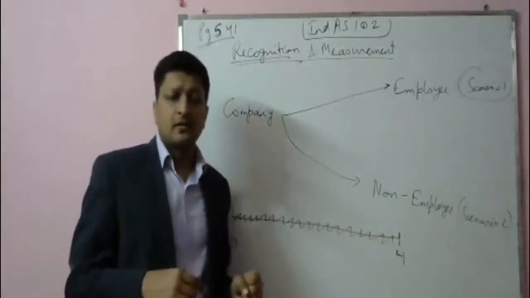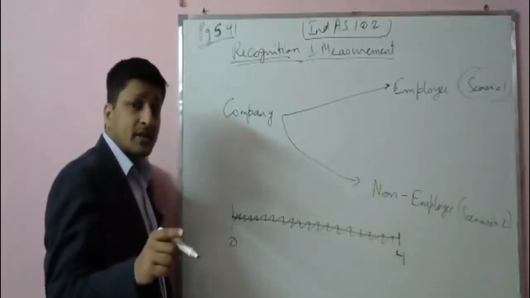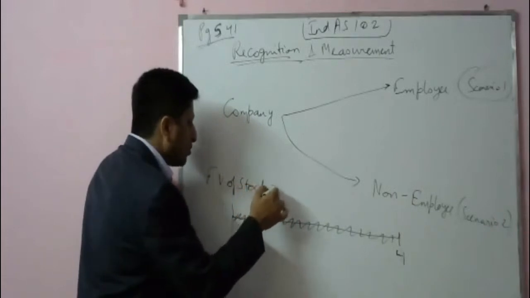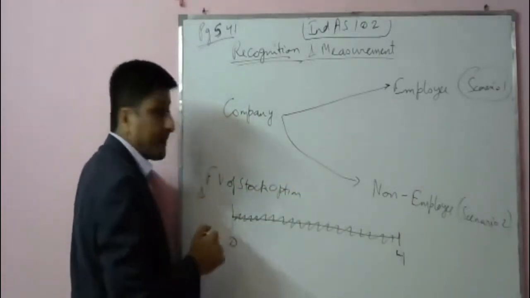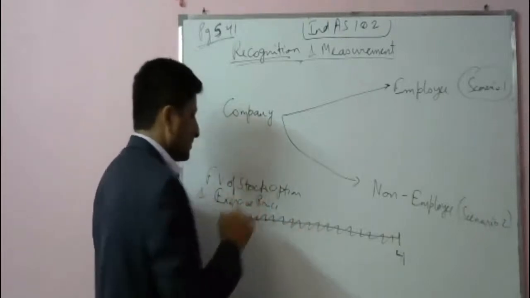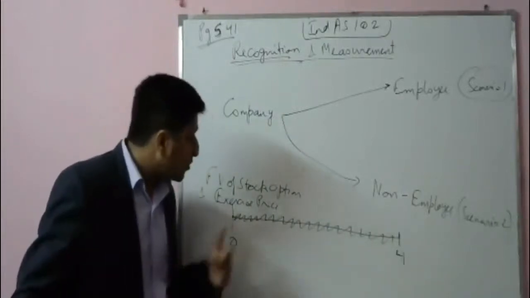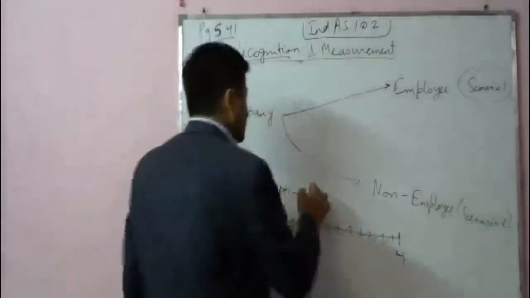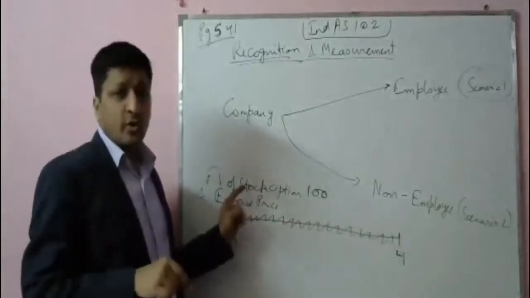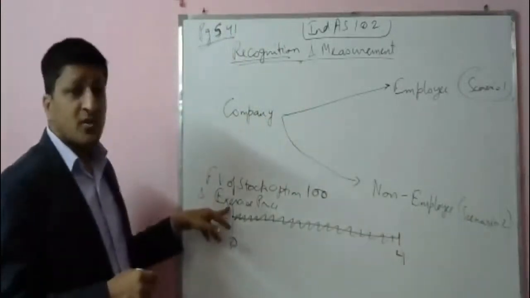For the purposes of measurement, now we need to understand what is required to be measured. We need to measure the difference between fair value of stock option and exercise price. Let's try to understand what is the cost to the company. Let's suppose fair value of stock option is 100 in the market. I'm not talking about fair value of share price. I'm talking about fair value of stock option. There will be a difference in these two also, which we'll discuss later, not now. And let's suppose exercise price is 20.